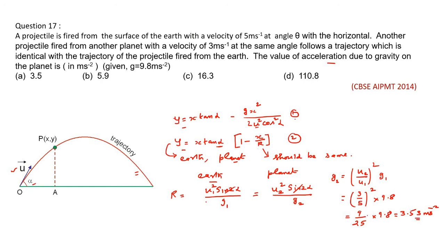Suppose you feel the calculation is a little difficult, for 9 into 9.8, you can approximate 9.8 to 10 and find the closeness of whatever you are getting with any of the 4 options. Obviously you will get it closer to 3.5. So the correct answer, if you take 9.8, you will get 3.53, but it is given up to 1 decimal place, so the answer is 3.5 meter per second squared. So option A is correct.